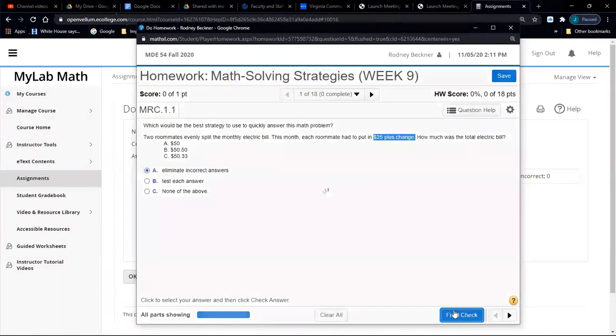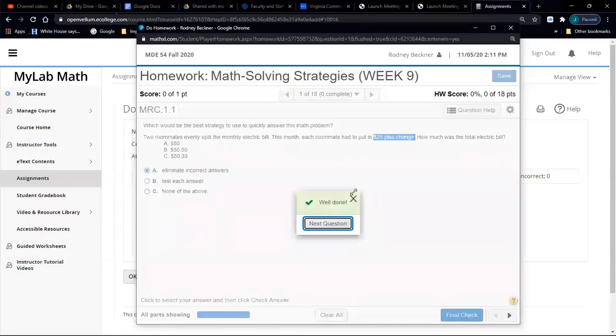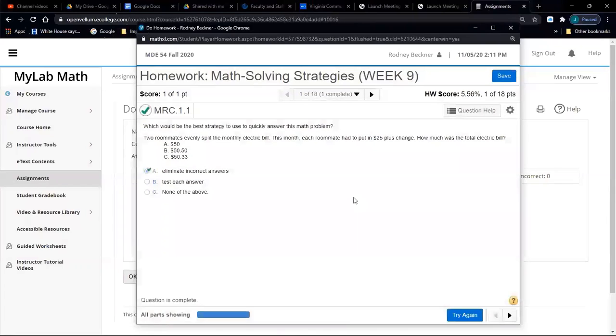And it might be right, and it is. Eliminating incorrect answers. Now, which of these could have been incorrect? If you're paying $25 each, there's two of you, that means you're paying at least $50, double it. But you're also putting in some change, maybe 10 cents, maybe 15 cents, maybe 60 cents. They didn't say, but because of that extra change, it's not possible for the answer to have been A. It could only be B or C.